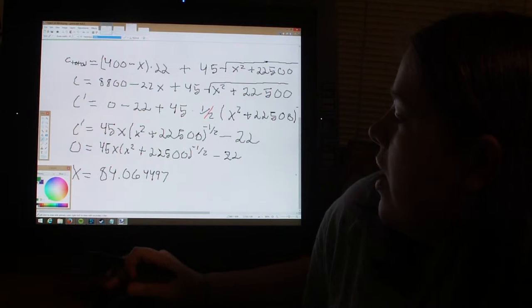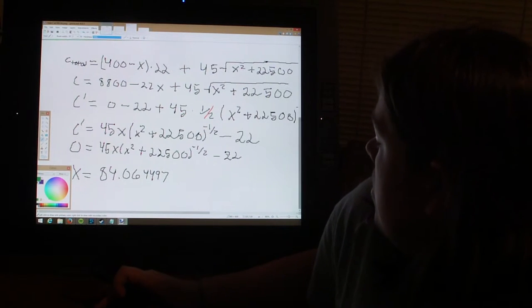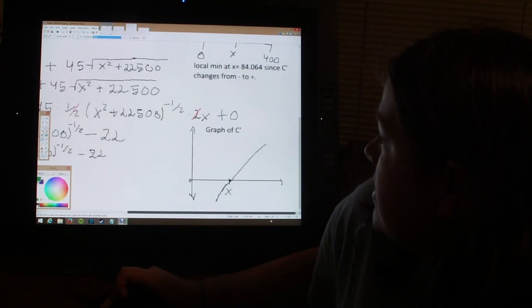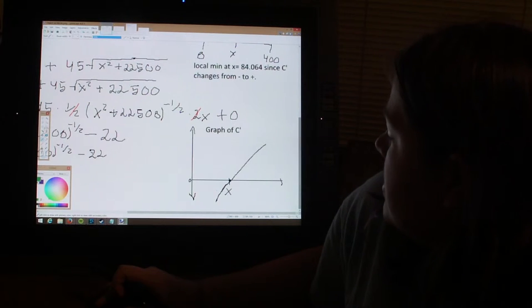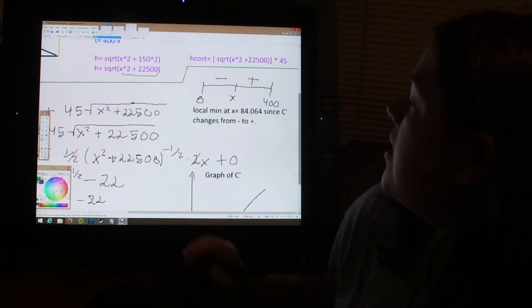equal to 84.06497. We then must test to see if that is a max or a min. We're hoping for a min because that would mean that it'd be the minimum cost for us.